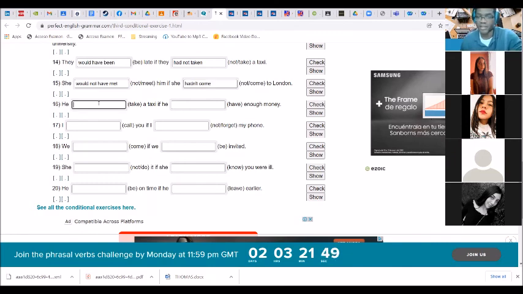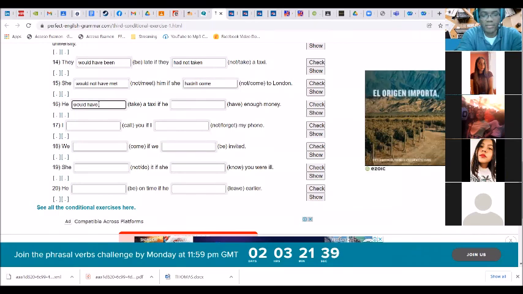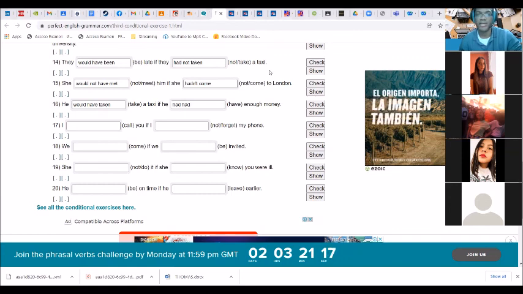Vanya, number 16. He would have taken a taxi if he had enough money. Had. Don't forget, helping verb plus past participle. One more time. He would have taken a taxi if he had had enough money. Good. All right. And I'll send you the link, guys, so you can practice.